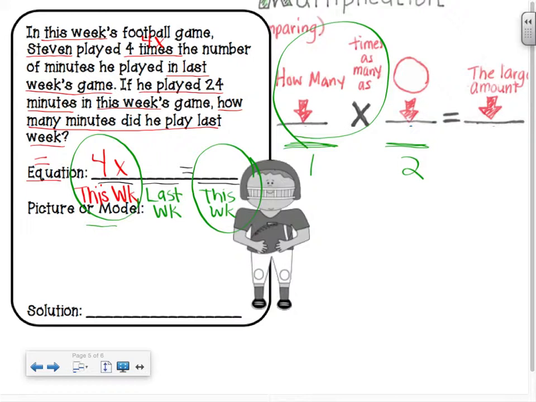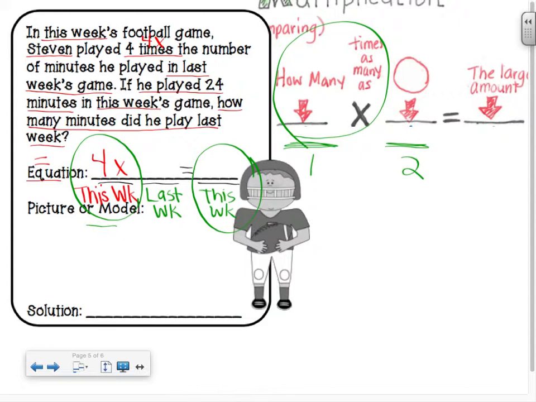Okay? So now we have to pay attention to this. So it's this week versus last week. Where's this week's real answer? There. Okay? So now we fill in the blanks. What do we know? We either know last week's or we know the real this week's score. Okay? Or last week's real minutes or this week's real minutes.